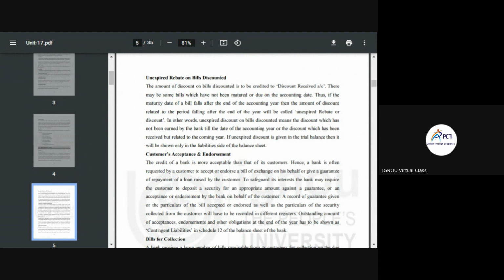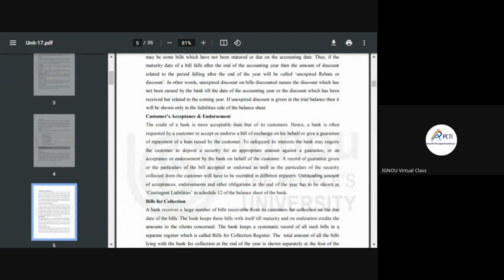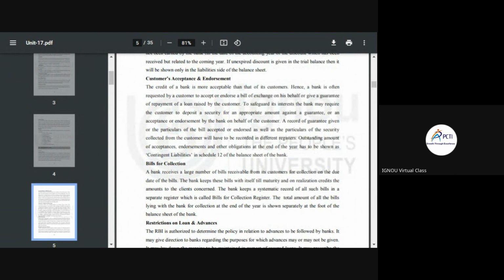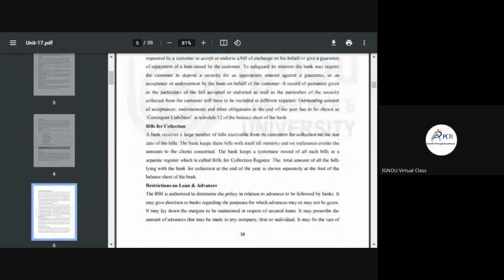Next one is customer acceptance and endorsement. In that particular thing, the credit of a bank is more acceptable than that of its customer. Hence, a bank is often requested by a customer to accept or endorse a bill of exchange on his behalf or give a guarantee of repayment of a loan that will be raised by the customer.